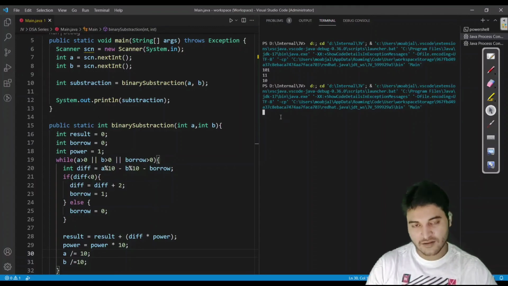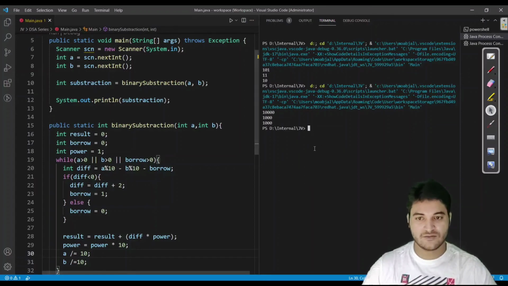So I would again enter the binary for 16, which is 1000, and the binary for 8, which is 1000. So I would get answer as 1000 because 16 minus 8 is 8. So I would get 8. As you can see, I am getting the binary for 8 also. That means our program is fine.